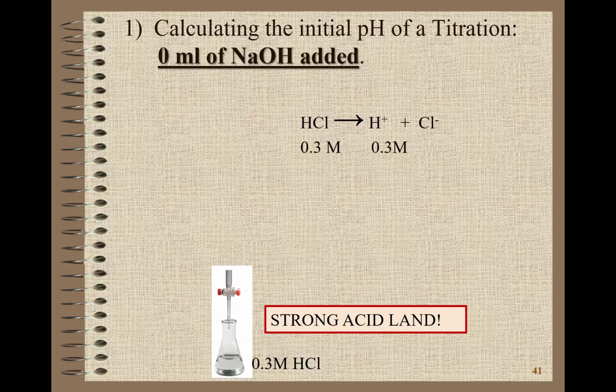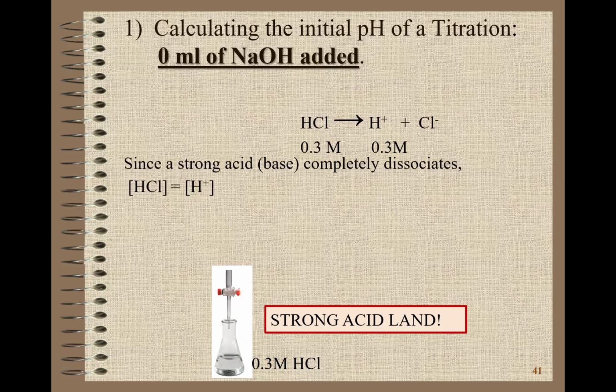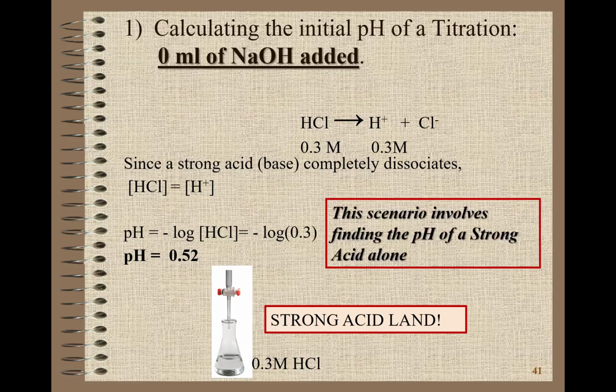And again, it completely dissociates, so it's the H plus ions. So we just take the negative log of the concentration of HCl. Remember that in a strong acid, you can just take the starting concentration, 0.3 molar. Take the negative log of 0.3. And first the log of 0.3 is negative 0.52, then the negative of that is 0.52. So we're in strong acid land, ladies and gentlemen. Would you agree? That's a very low pH. Any questions on that? So before you add the base, it's just the pH of a strong acid. We already know how to do that. But you do need to know this formula, negative log of the concentration of a strong acid. So this scenario, it's just the pH of a strong acid alone.